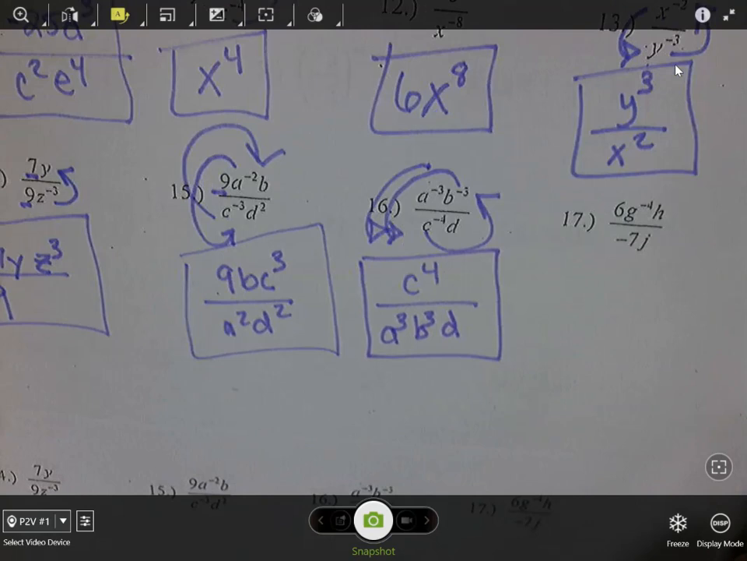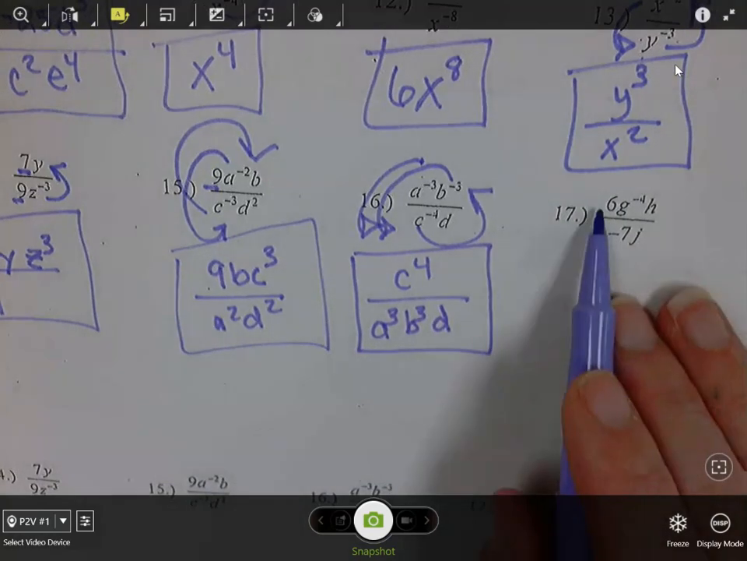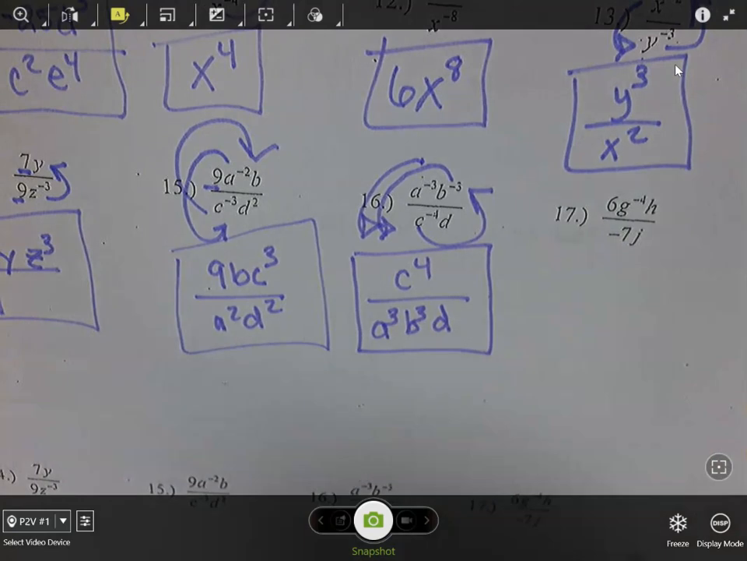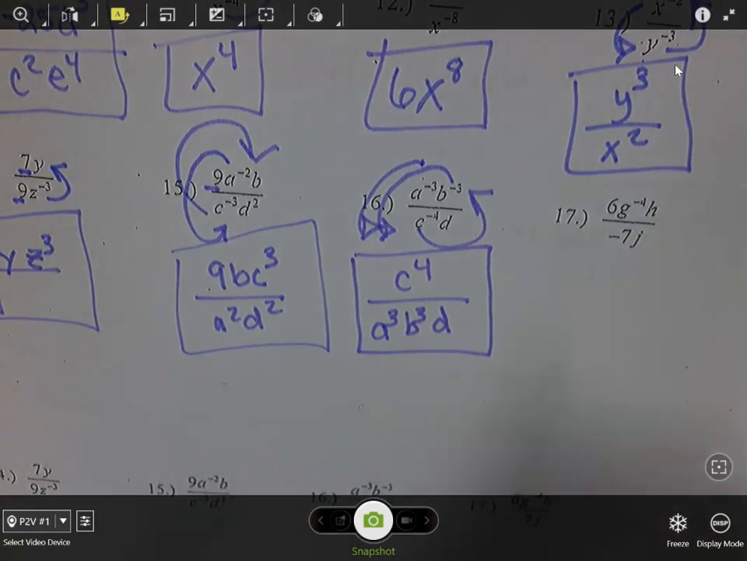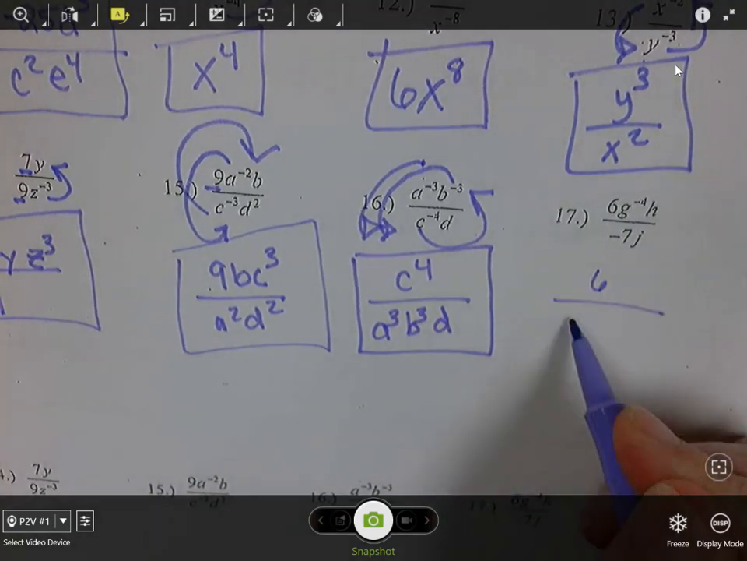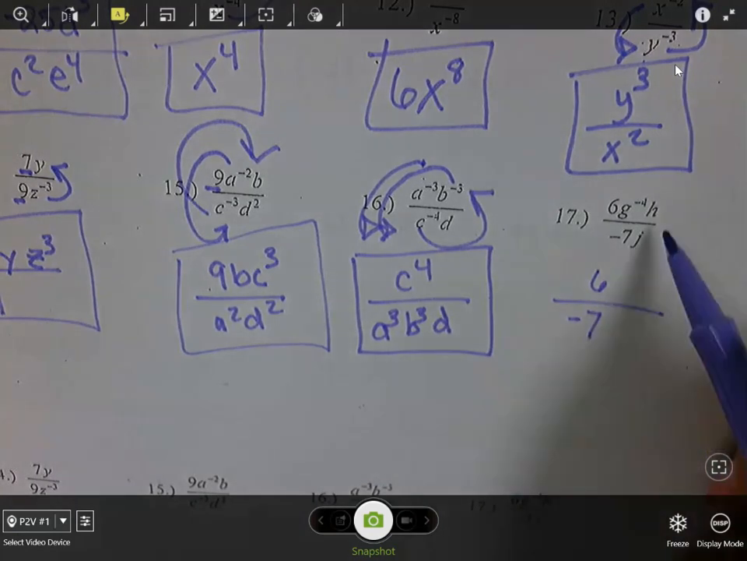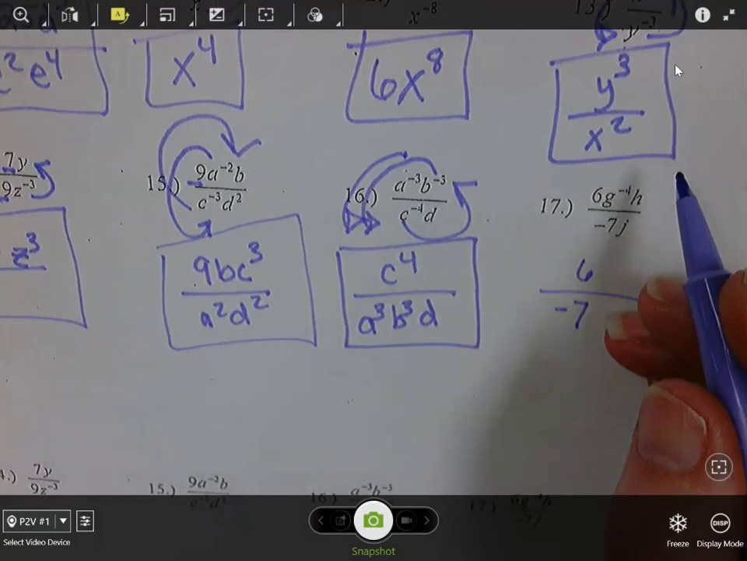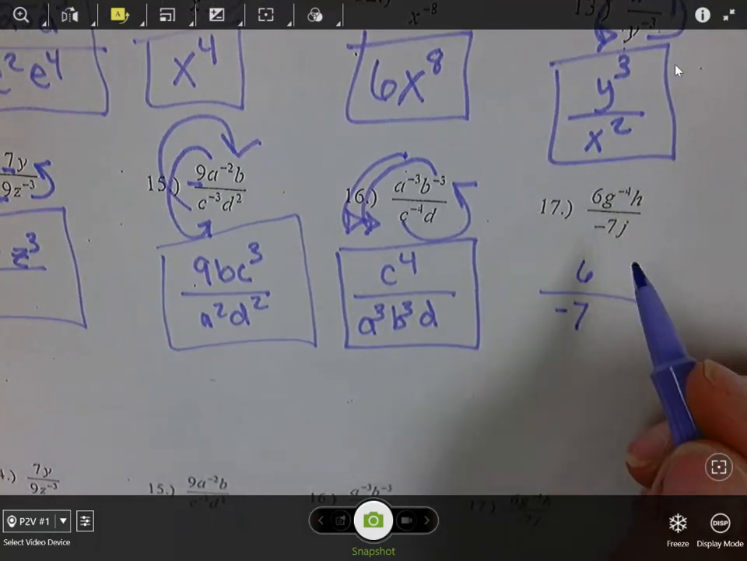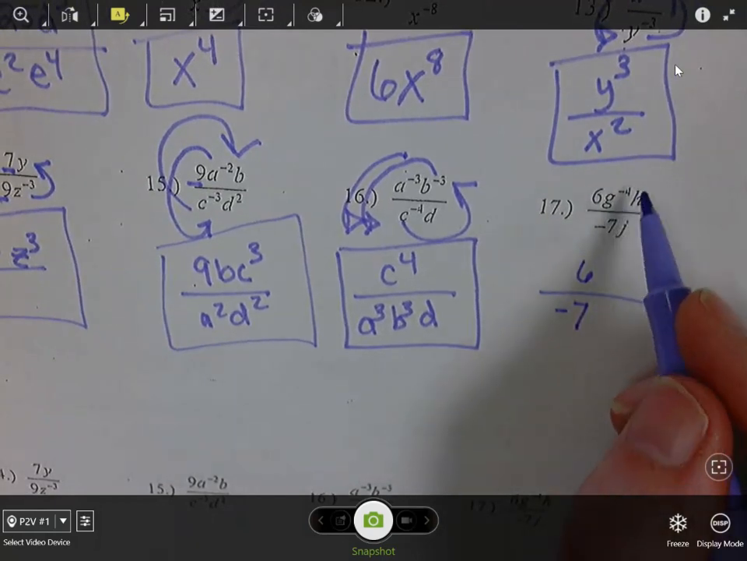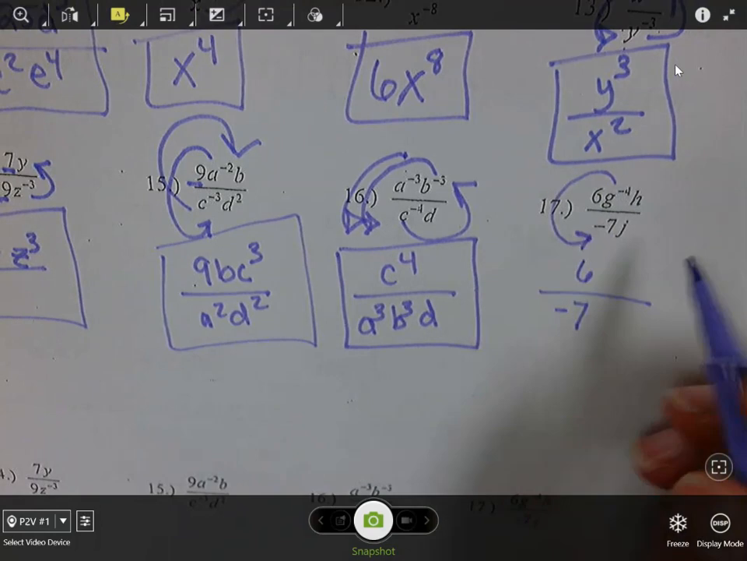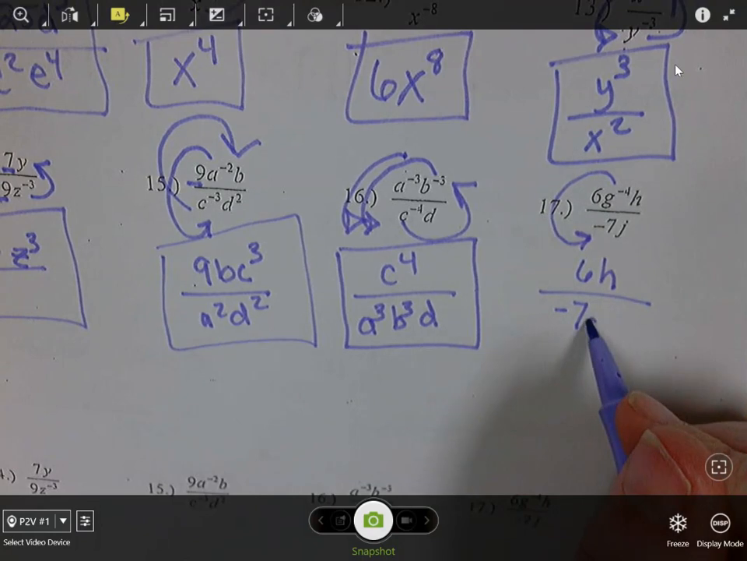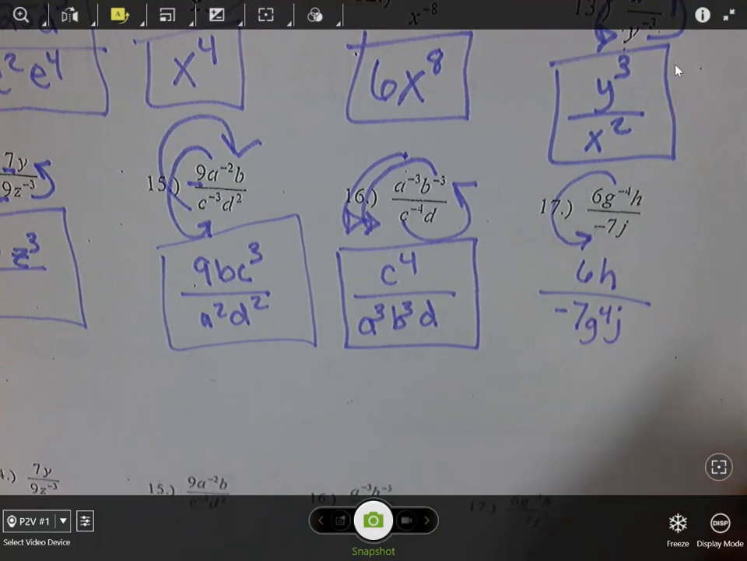And number 17, ooh, they have coefficients. Can I simplify 6 over negative 7? No, so that stays as 6 over negative 7. What about the exponents? You see any negative exponents that I need to take care of? Which one? And what am I going to do with that g? I'm going to flip it over to the bottom. So I'm going to have 6h on top, and I'm going to have negative 7 g to the fourth j on the bottom.